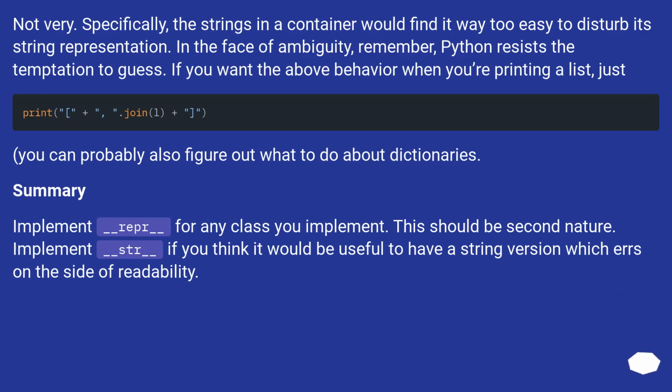In the face of ambiguity, remember, Python resists the temptation to guess. If you want the above behavior when you're printing a list, you can probably also figure out what to do about dictionaries. Summary: implement __repr__ for any class you implement. This should be second nature. Implement __str__ if you think it would be useful to have a string version which errs on the side of readability.